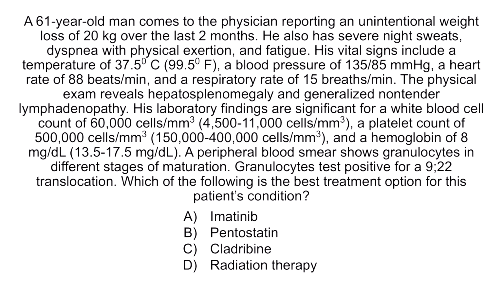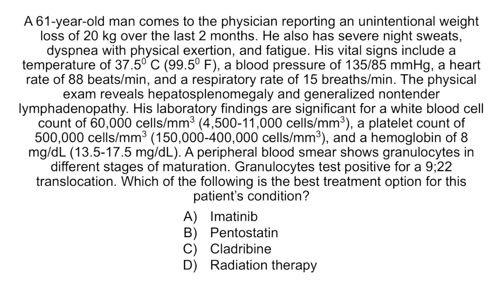All right, let's wrap up with a final question. A 61-year-old man comes to the physician reporting an unintentional weight loss of 20 kilograms over the last 2 months. He also has severe night sweats, dyspnea with physical exertion, and fatigue. His vital signs include a temperature of 37.5 degrees Celsius, a blood pressure of 135 over 85 millimeters of mercury, a heart rate of 88 beats per minute, and a respiratory rate of 15 breaths per minute.